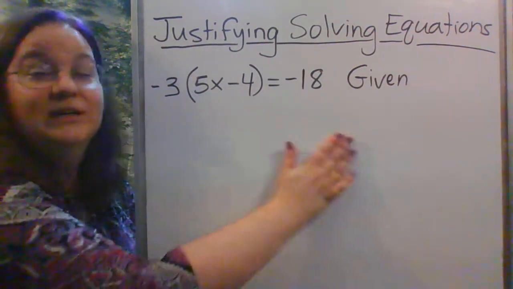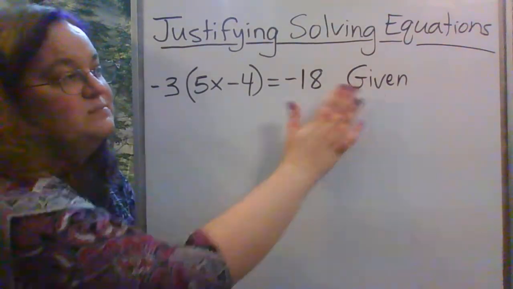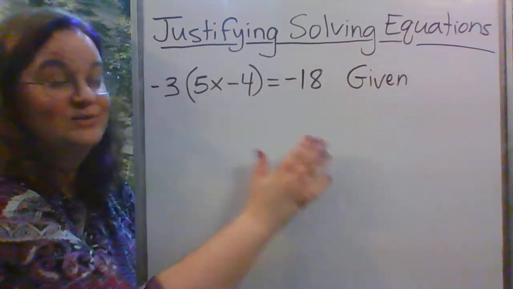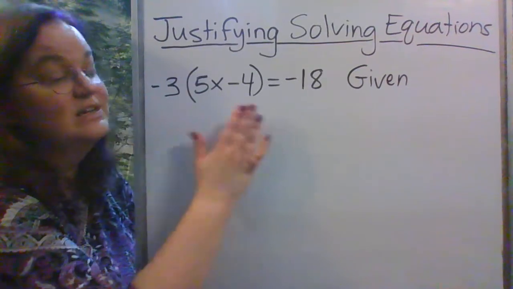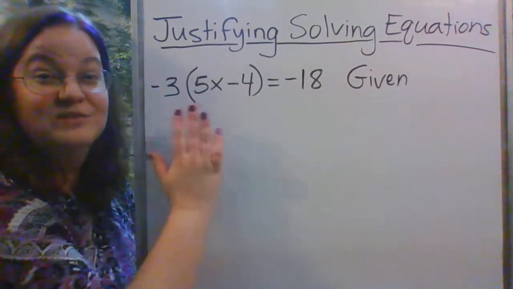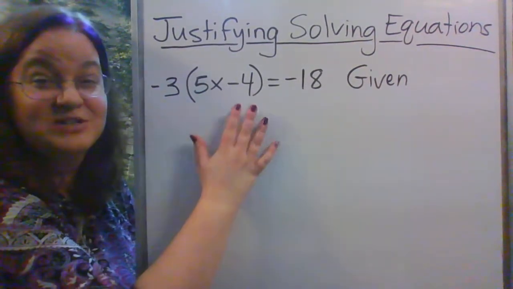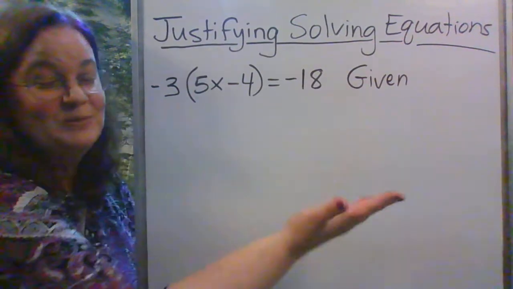If I'm looking at this equation, it says given, because this is the first thing that I do. This is what I'm given. I haven't done anything. This is what the book tells me I have to solve, or what the teacher tells me I have to solve. So this is the start. It's the given. That's how we call it.